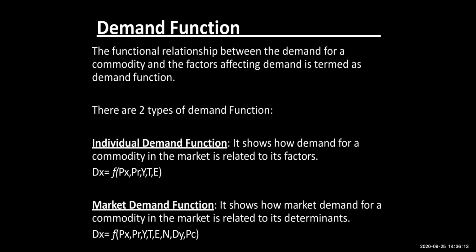Now, those factors could be anything like income of the consumer or price of related goods or the substitute goods. When we talk about market demand function, it shows how market demand for a particular commodity in the market is related to its determinants.